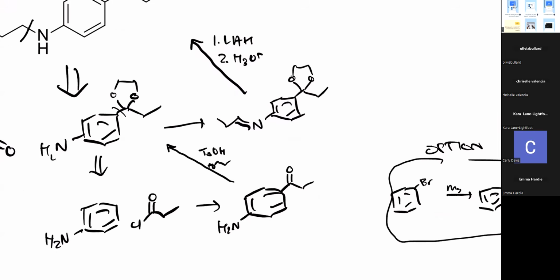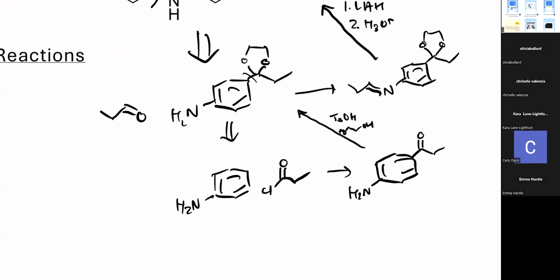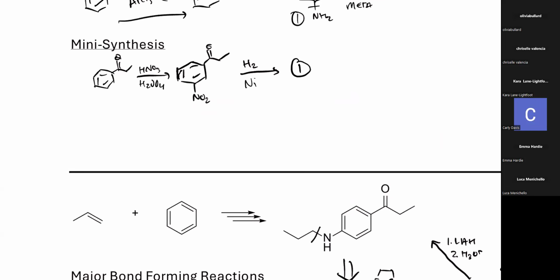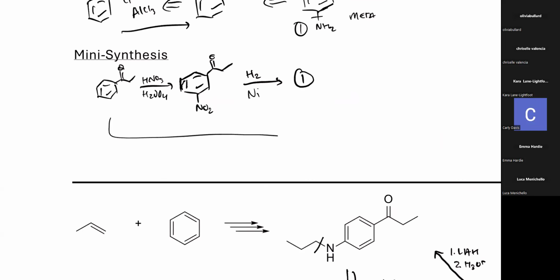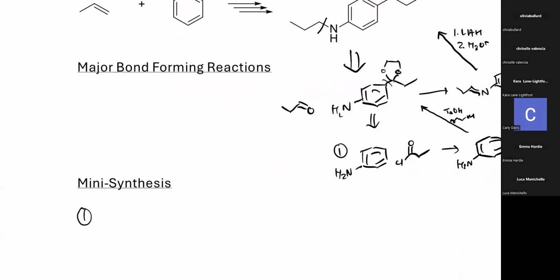So we want to protect that carbonyl. And then we need to talk about the formation of one, which is essentially taking these two steps. So one is going to be HNO3, H2SO4. Put a nitro group on. And then we're going to reduce it with H2 and some sort of metal, which will give me one.